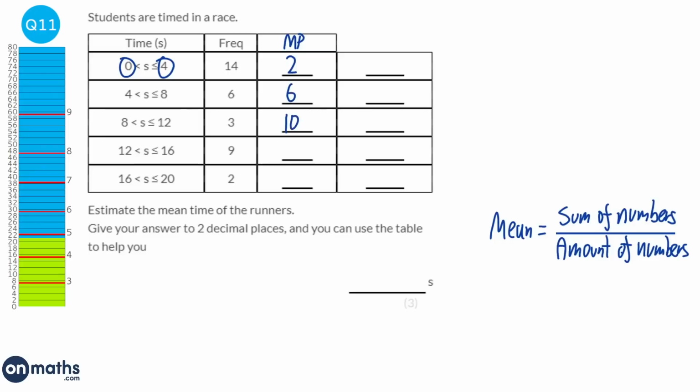Go down finding the midpoints, and we're just going to assume the students all scored the same amount, all got the same time. Then we're going to do our FS column, okay? And so we're assuming that 14 students got a time of 2 seconds. So when you times those together, you get 28. And we're just going to times all of these together.